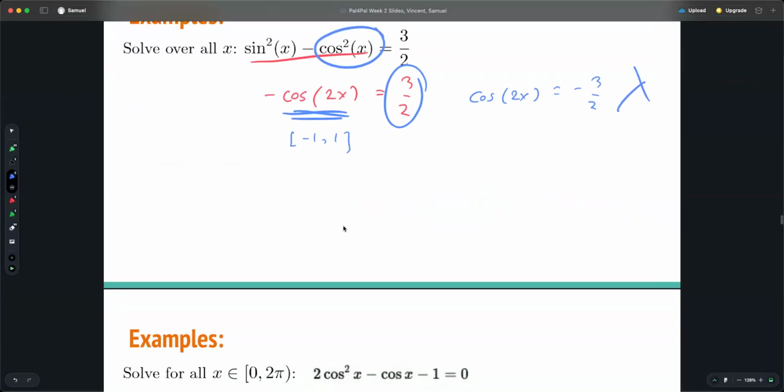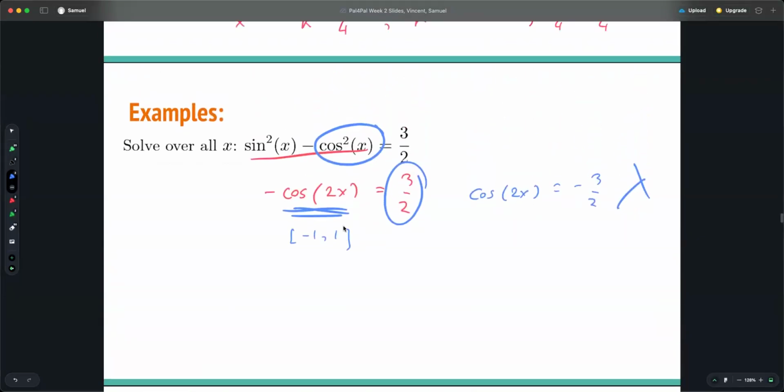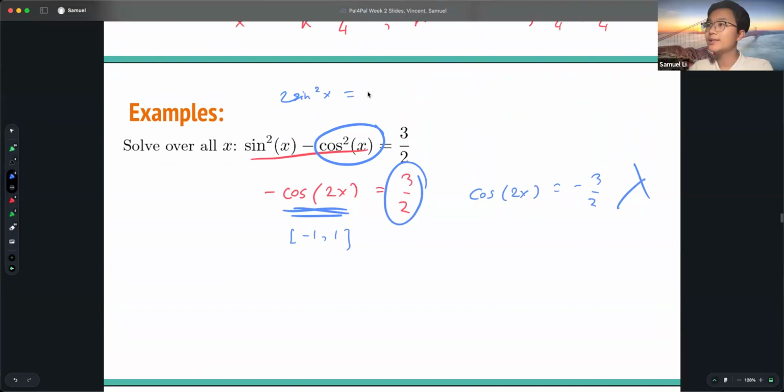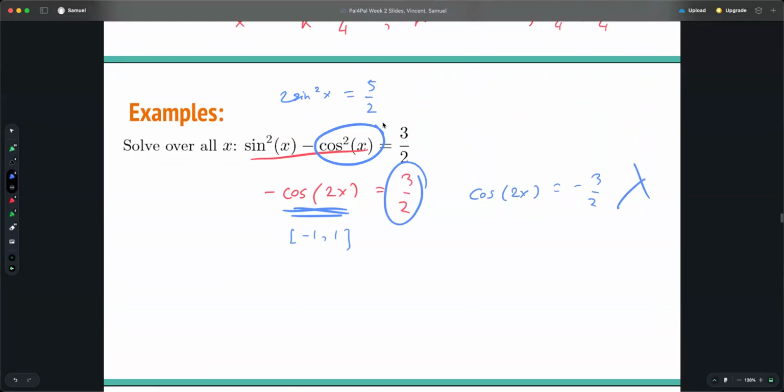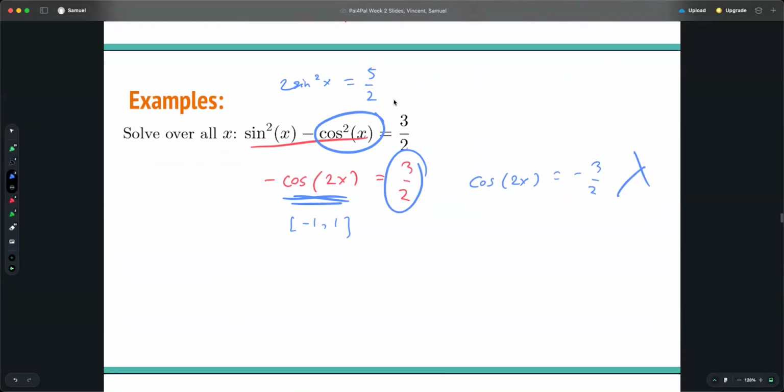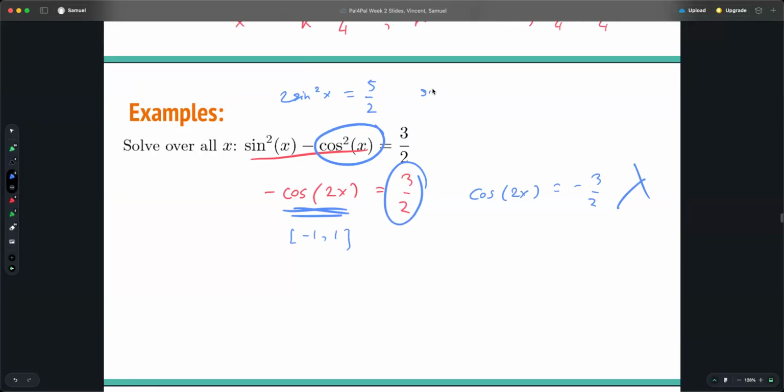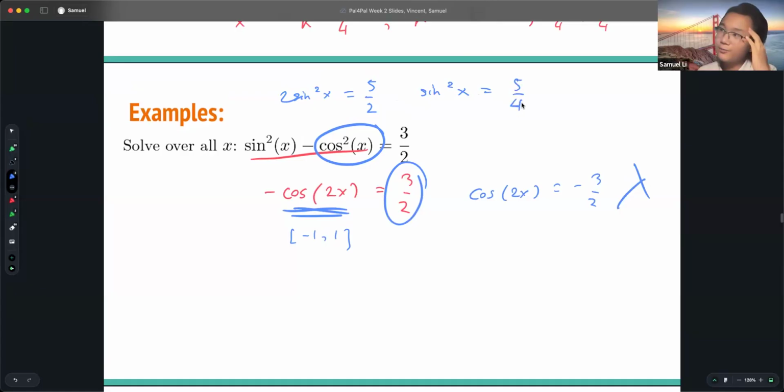The other way is we have 1 minus sine squared x plus sine squared x, which would give you 1 equals 3/2. No, wait, never mind. I kind of messed up on that one. We have 2 sine squared x is equal to 5/2, so sine squared x is 5/4, and either way, you find that it's wrong. So either way works fine.